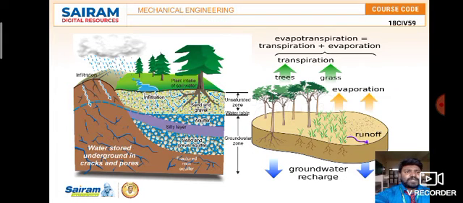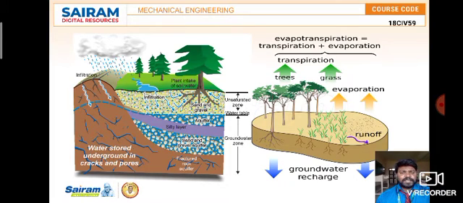In this diagram you can see evapotranspiration. What is the meaning of evapotranspiration? It is transpiration plus evaporation, both taking place. Some amount of water will be lost due to evaporation, some amount will be taken by the trees for transpiration, and the remaining water goes to groundwater recharge and runoff.